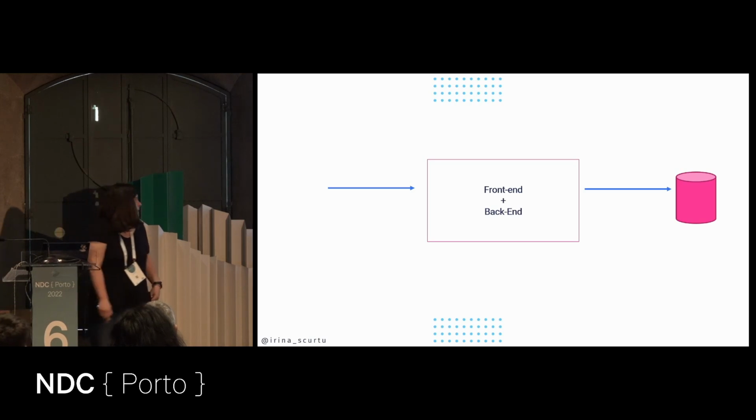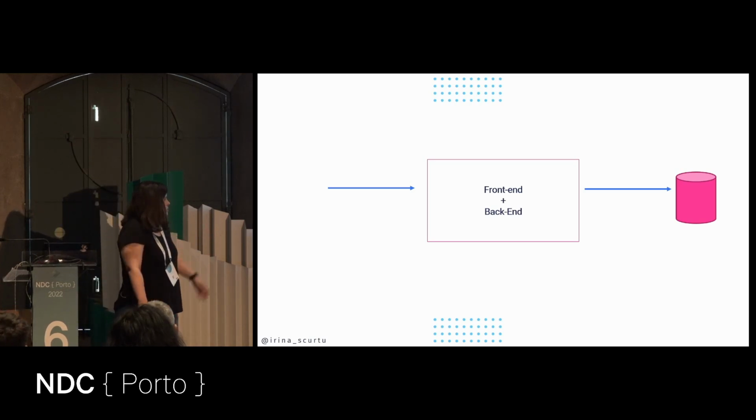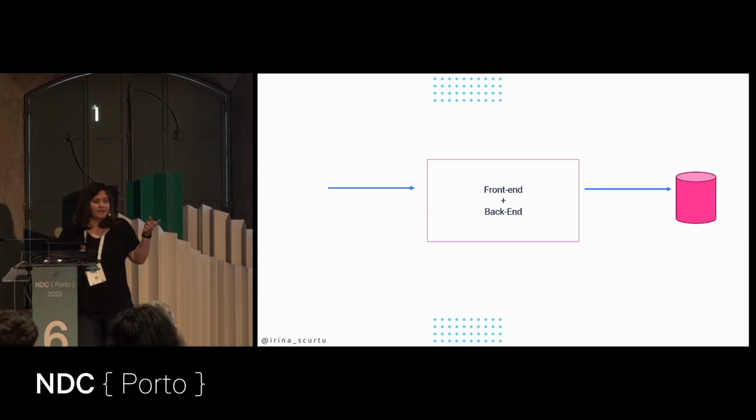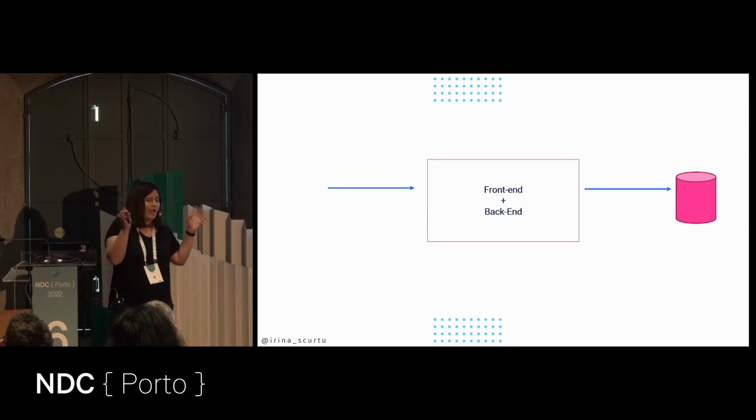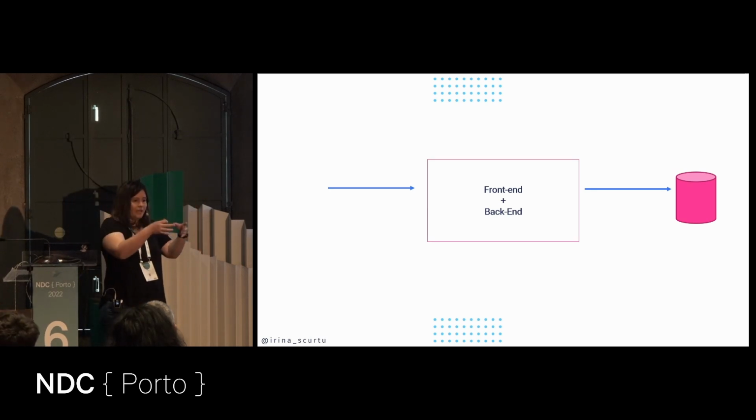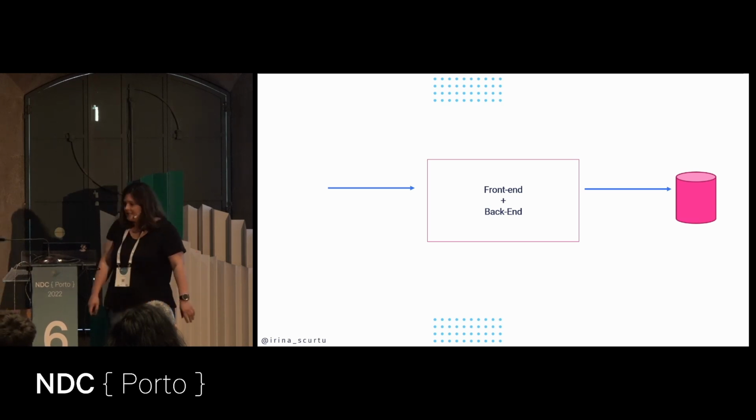But kind of every web application looked like that. It has the front end and the back end. We had onion architectures, everything in one place. A database or several databases and so on.